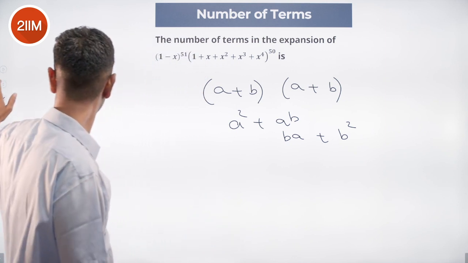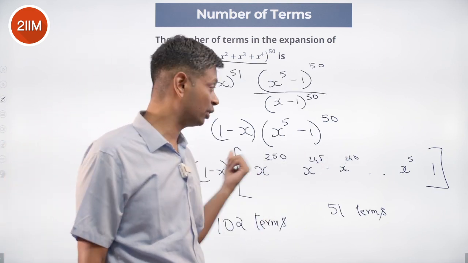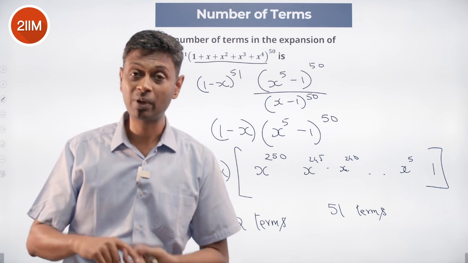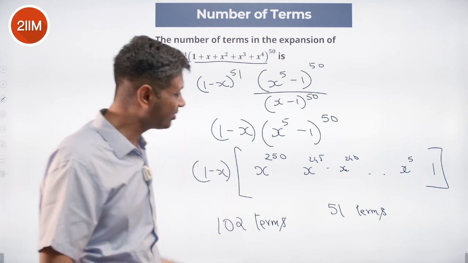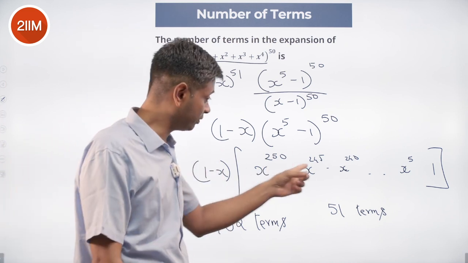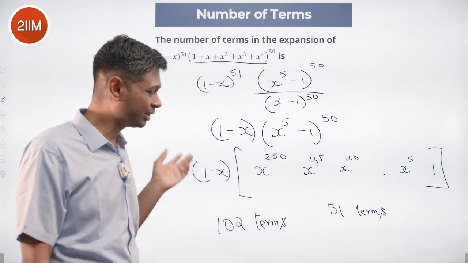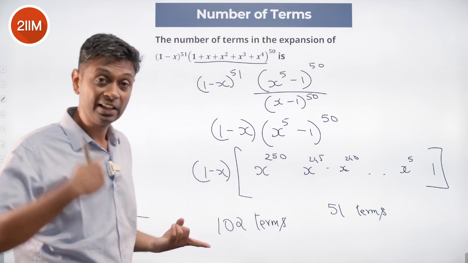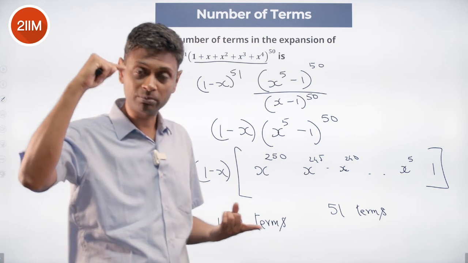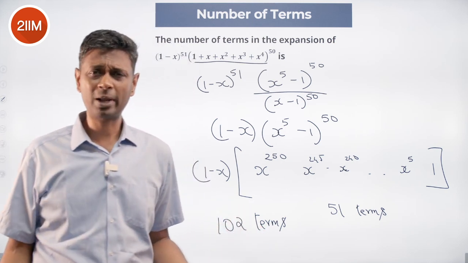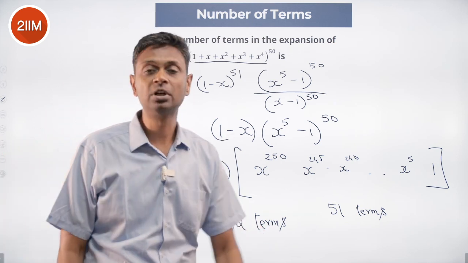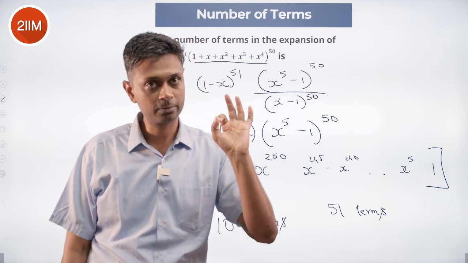In this case, we cannot just look at this and say 51 into 2 is 102. Bunch of those there could be overlap. Having said that, in this case there's no overlap because these are all steps of 5. Multiplying by 1, it will all stay as it is. Multiplying by x, each one will become steps of 5 plus 1. No overlap at all. 51 terms plus 51 terms, 102 terms are there. Beautiful question.